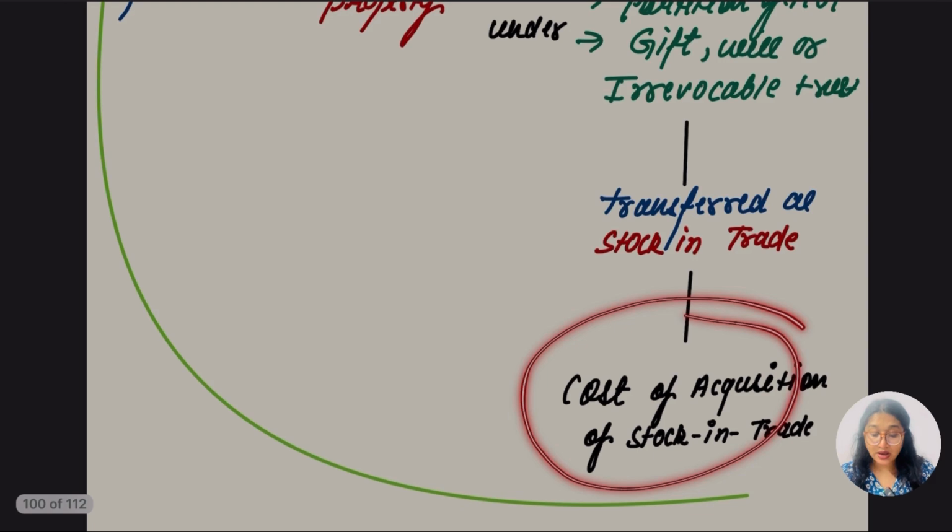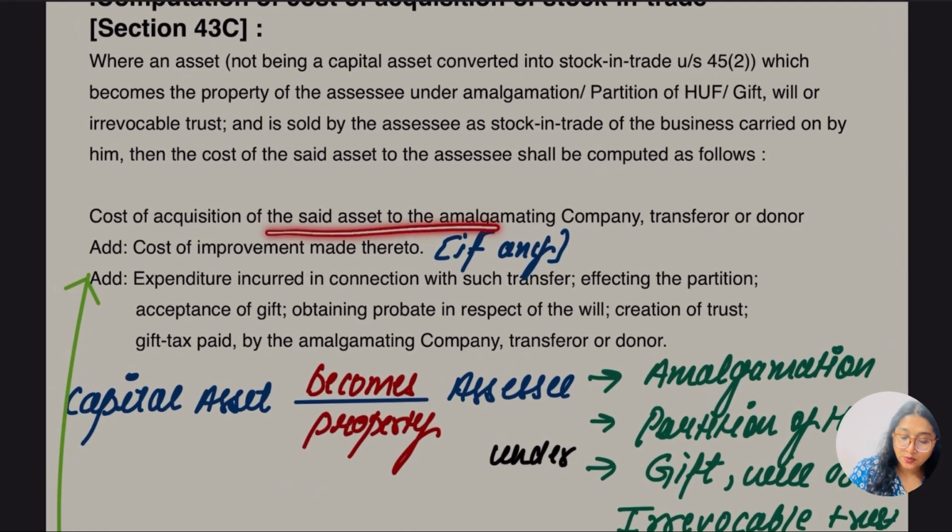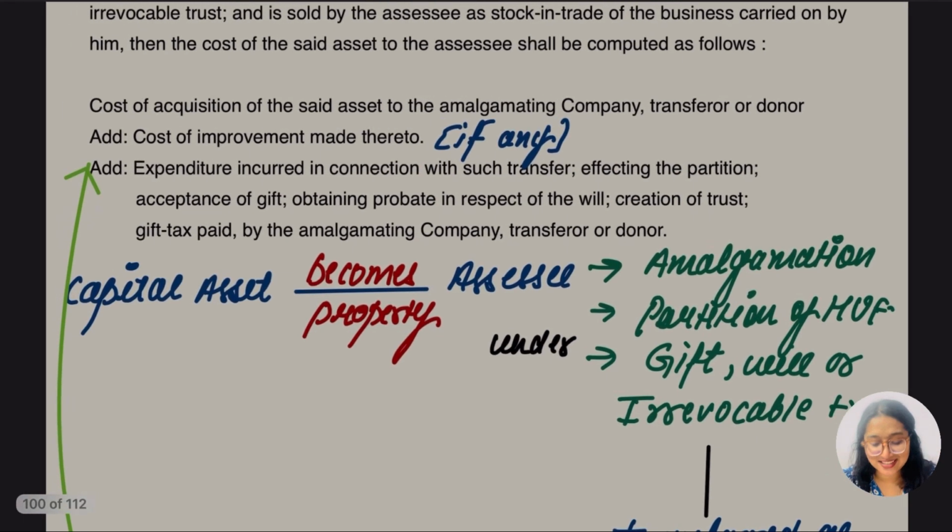So the cost of acquisition of stock is going to be this: cost of acquisition of said asset to the amalgamated company, transferor or donor, whatever the cost was actually by the previous owner, whether by will, or gift, irrevocable trust, amalgamation, partition of HUF, in all the cases whatever the cost was by the previous owner is to be taken.